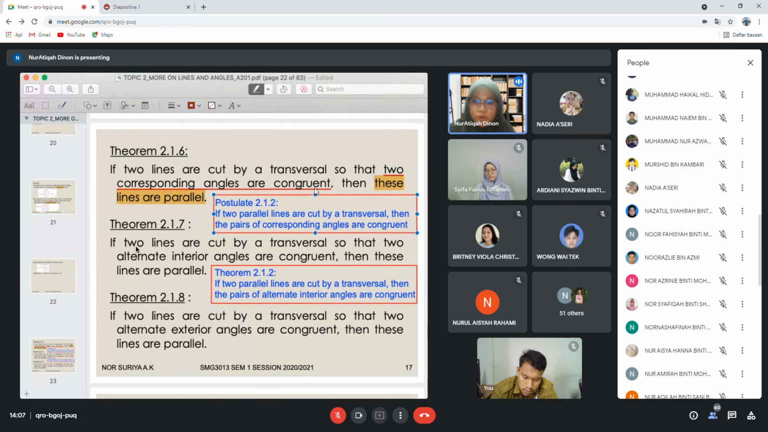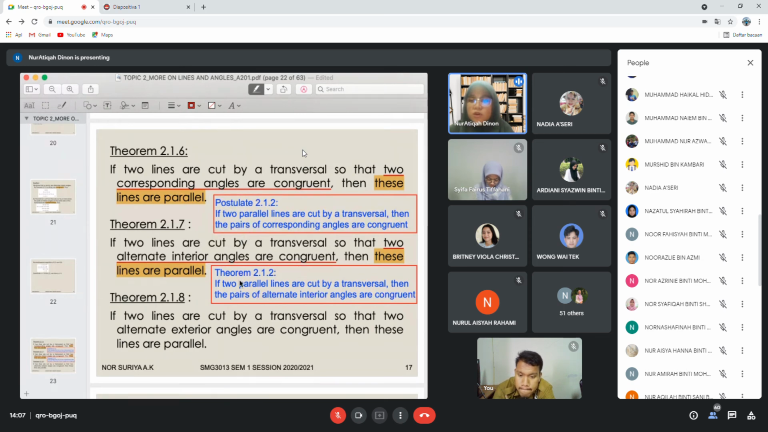So 2.1.7, if two lines are cut by a transversal so that two alternate interior angles are congruent, then these lines are parallel. Okay, so first statement, two alternate interior angles are congruent.